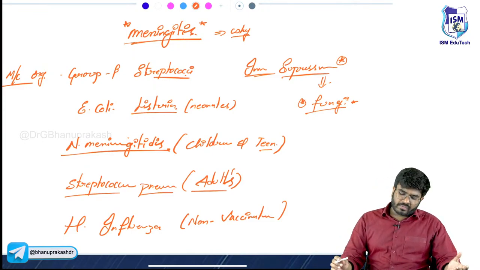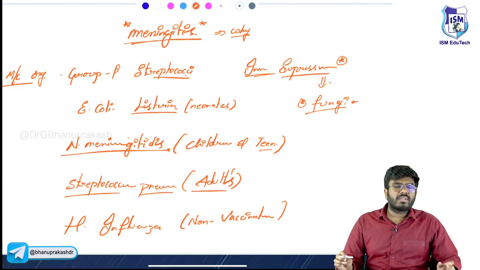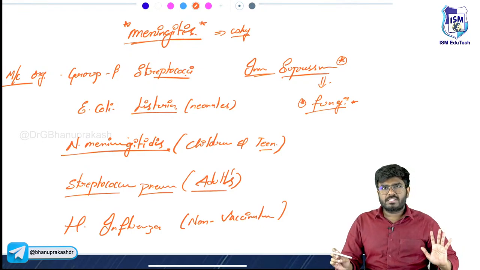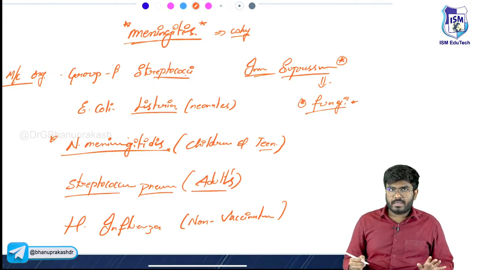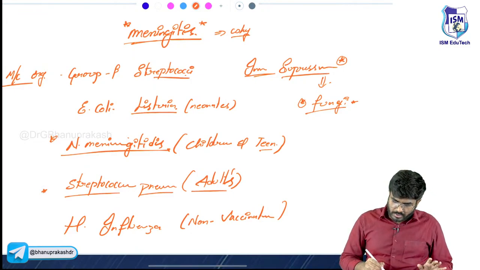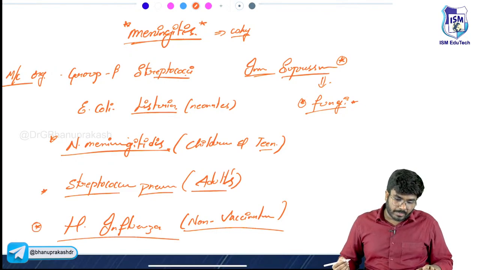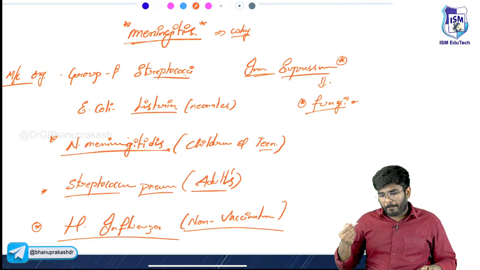So I gave you different causes of meningitis. Group B streptococci in neonates. In adults, the most common cause of meningitis is Streptococcus pneumoniae. In children and teenagers, it is Neisseria meningitidis. In non-vaccinated individuals, Haemophilus influenzae. In immunosuppressed patients, it is fungi.